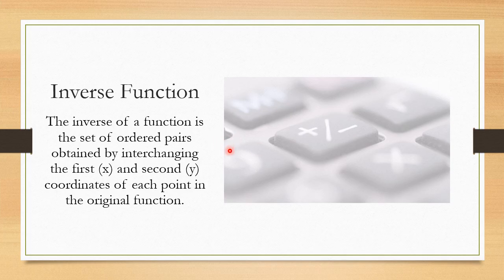Now, let's have inverse function. The inverse of a function is the set of ordered pairs obtained by interchanging the first and second coordinates of each point in the original function. And it is denoted by this symbol f raised to negative 1.